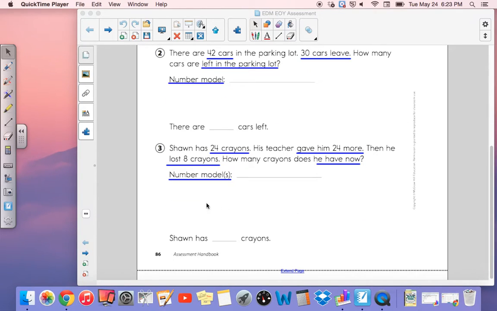Number 3. Sean has 24 crayons. His teacher gave him 24 more. Then he lost 8 crayons. How many crayons does he have now? So think about that and write your number model here. He had 24. And his teacher gave him 24 more, and then he lost 8. How many does he have in the end? Use this area to show your work, and your answer goes here. Don't forget to put your question mark at the end of your number model up here, please.